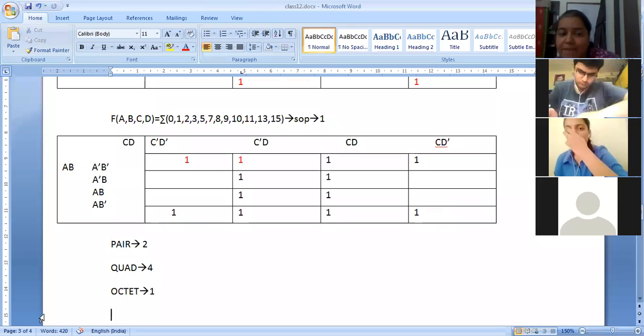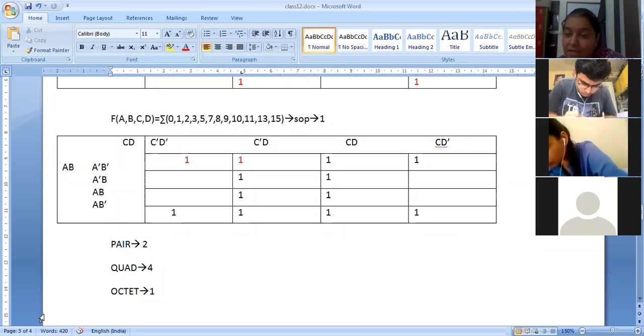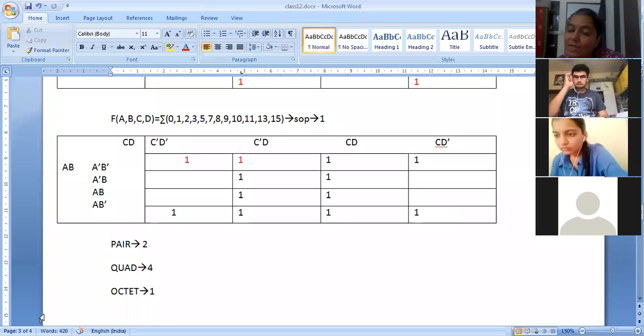We are not making pairs and we are not making quads here. Don't worry, I'll explain it, because for that I will have to take a question where the only possibility is of a pair and quad. I have taken a simple question.